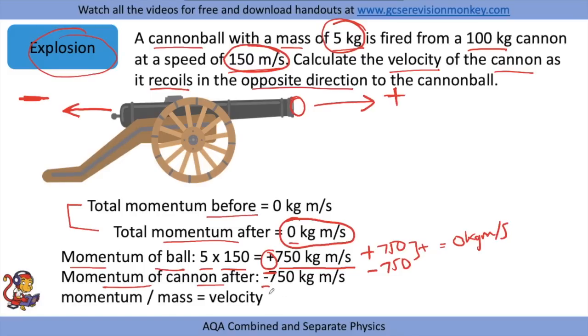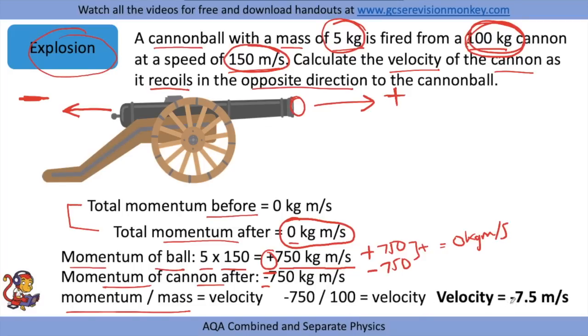kilogram meters per second. And if we rearrange the momentum equation, momentum divided by mass is the velocity. In the question, they've told us the mass of the cannon is 100 kilograms. So if we rearrange that, we get minus 750 divided by 100 to give us a velocity of minus 7.5 meters per second. And again, the minus is there just because velocity is a vector, so it gives us an indication of the direction that the cannon is moving in.